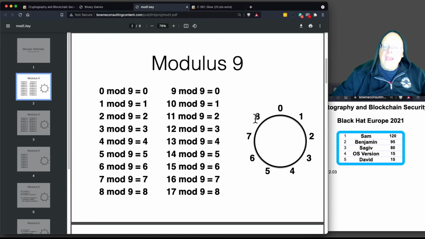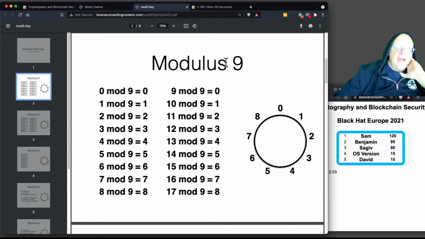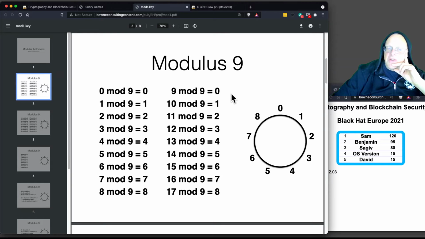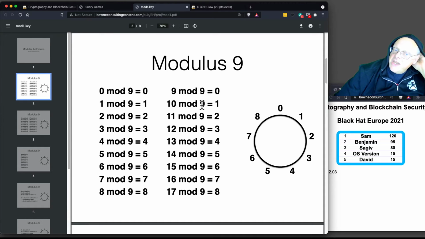So if you have 8 and you add 1, you have 0. If you have 8 and you add 2, you have 1. You just wrap around, you never leave the ring, so there's only a controlled space. They call that modulus, and this is modulus 9, numbers 0 through 8, not including 9. So 0 is 0, and 9 is 0. And 1 mod 9 is 1, and 10 mod 9 is 1. So you divide by 9 and take the remainder, is another way to look at it.